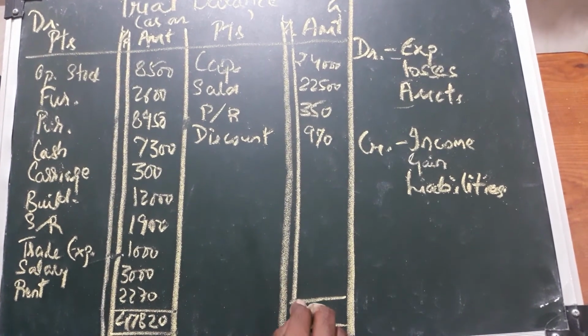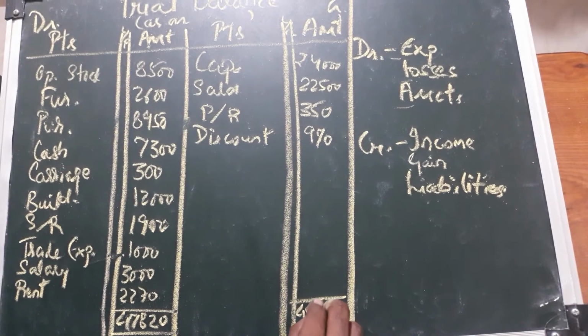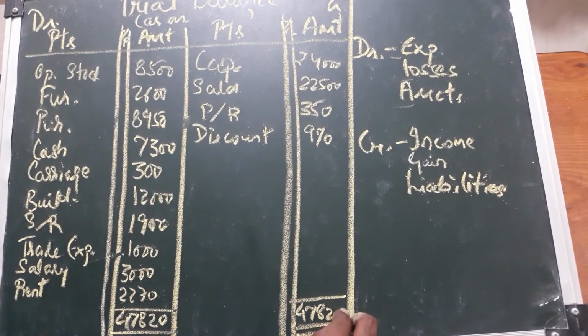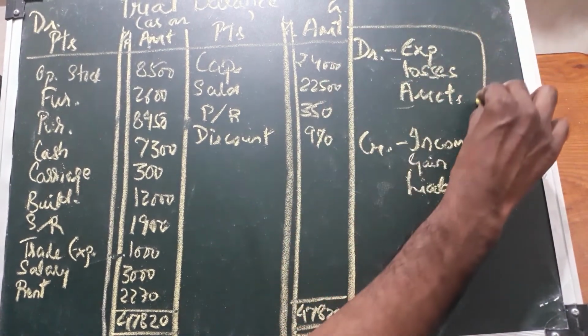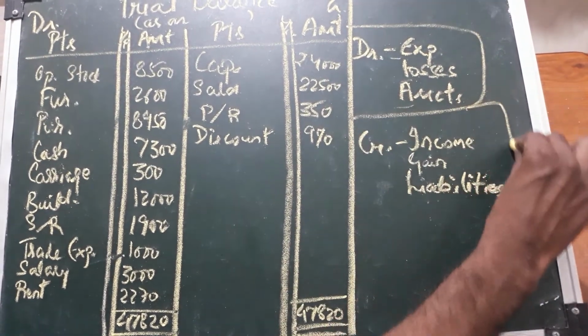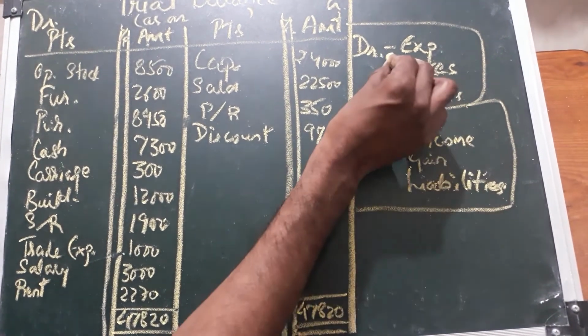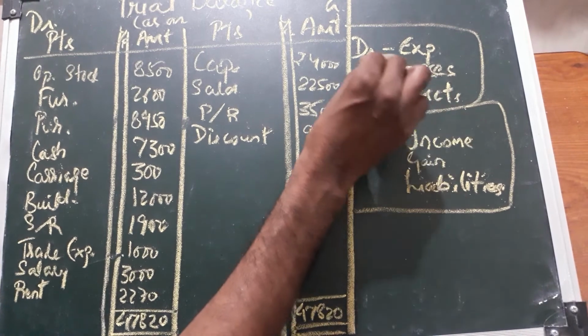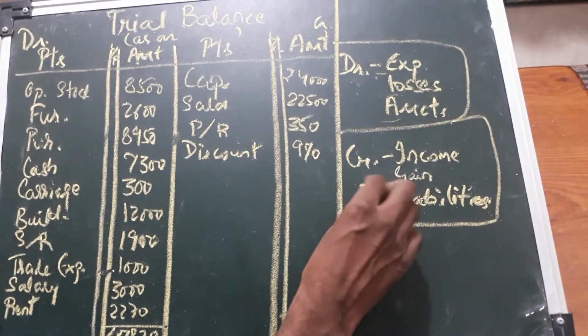47,820, and here again 47,820. You have to simply remember the golden rules of preparing a trial balance based on the modern approach of accounting. That is, expenses, losses and assets come on the debit side; income, gains and liabilities come on the credit side.